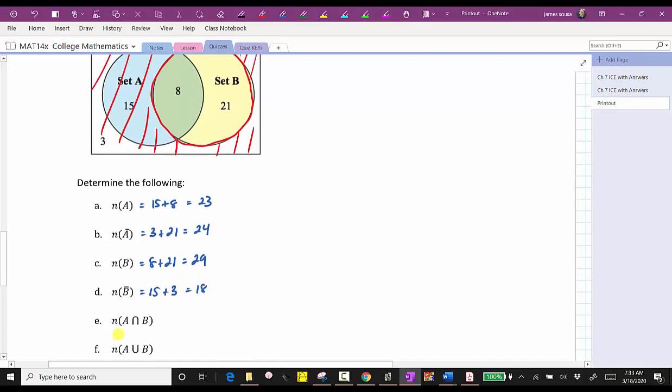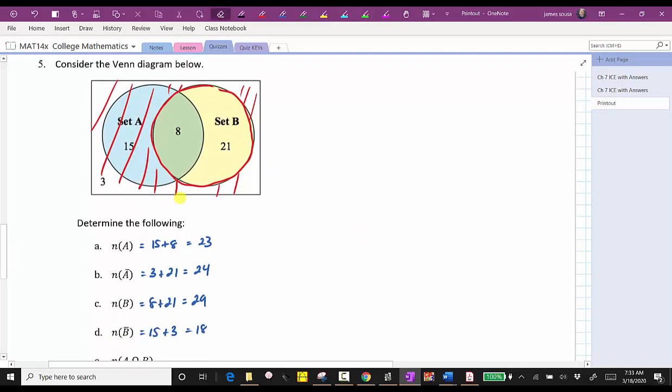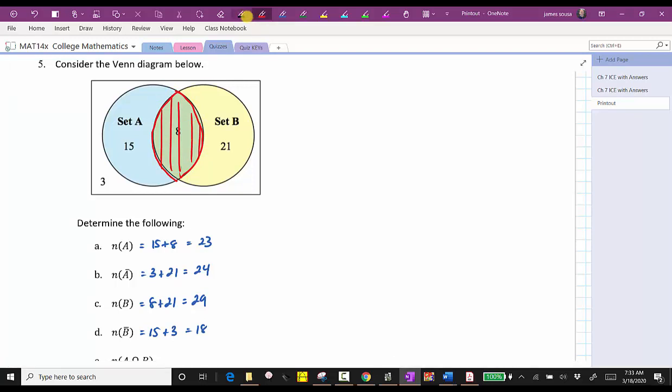Next, we have the cardinality, or the number of elements in A intersect B, or the cardinality or number of elements in A and B. So the set A intersect B is this set here, the overlapping region of set A and B, and there are 8 elements in this set.